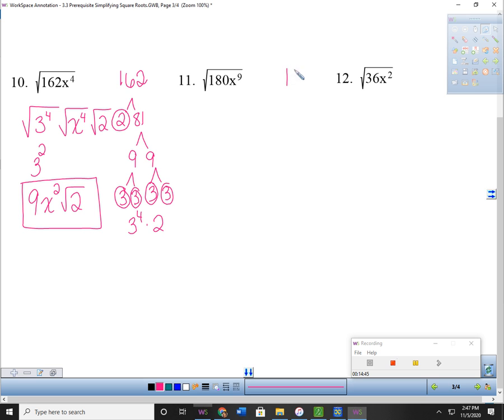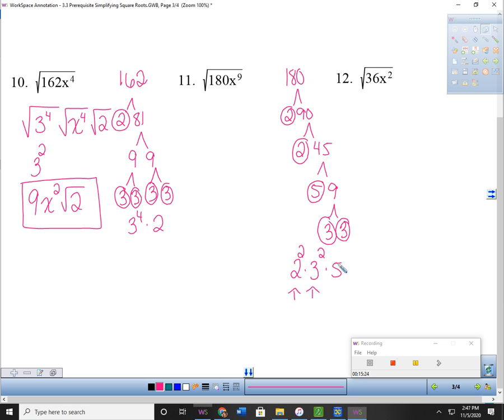Okay, 180. That would be 2 and 90. 90 is 2 and 45. 45 is 5 and 9. Ooh, we're going to get 3 different numbers here. And 3 and 3. So we have a 2 squared, a 3 squared, and a 5. So both of these are perfect, yes. This is your prime number that's going to stay underneath.